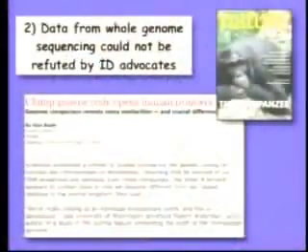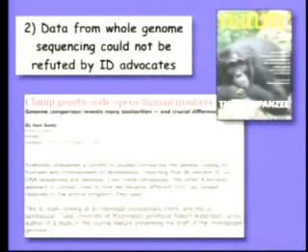The second thing that you saw at the trial was that when data was introduced at the trial from another witness, from whole genome sequencing, the intelligent design advocates just literally had nothing to say. We weren't asked questions in cross-examination. The other side never brought it up. They never argued against it. They just left it. Here's an example.